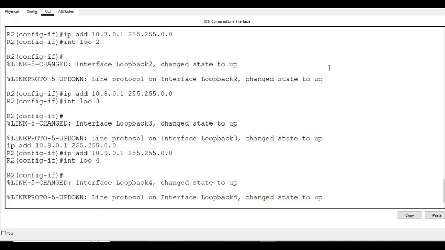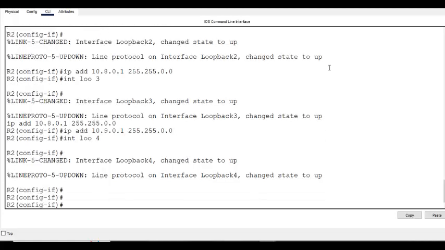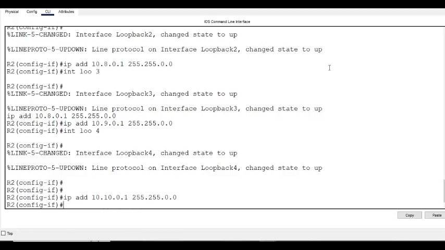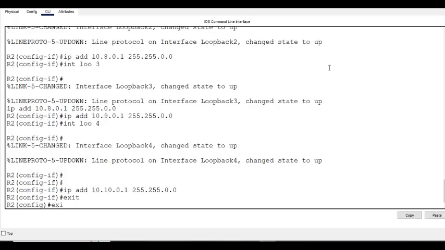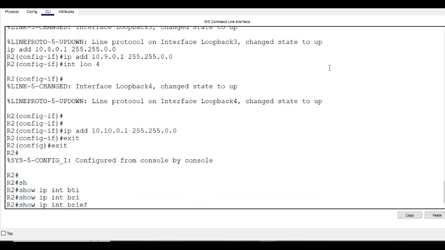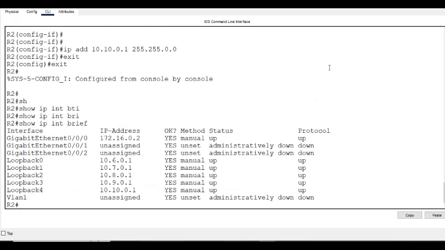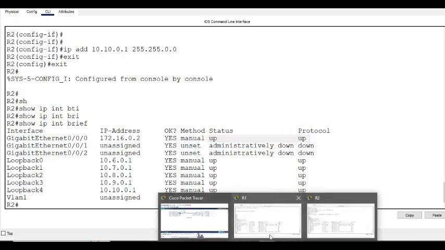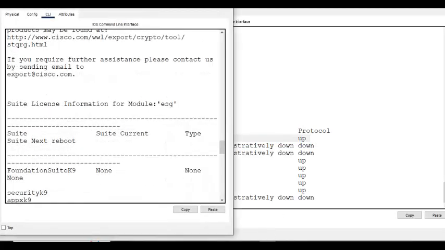All right. Now let us verify. Show IP interface brief. You see? We got all the interfaces active, including this. Earlier on this router, this was down. The reason is the other router was not configured, but now it has come up. You can see all that.